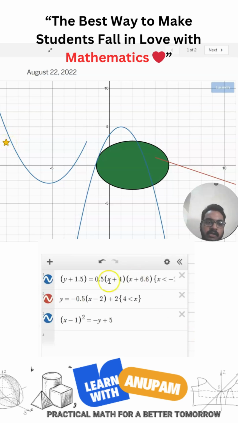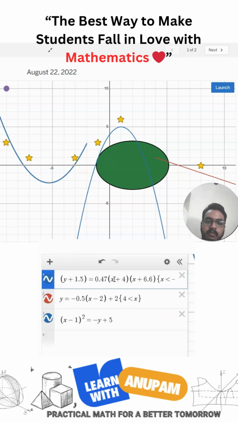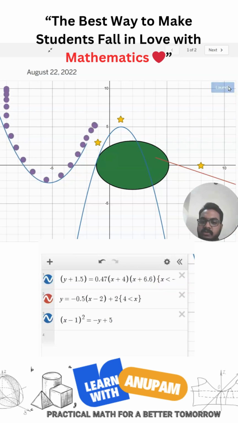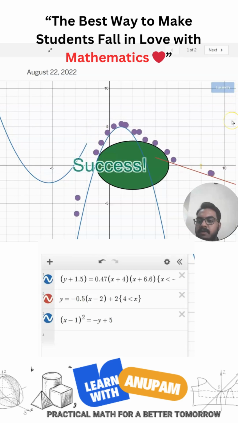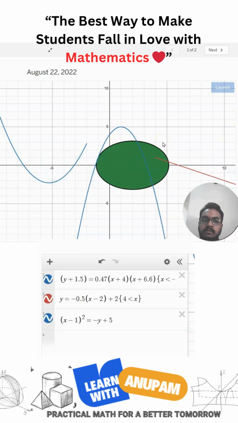So for this, we can just make the graph, this parabola, a bit wide. So the coefficient needs to be reduced. I will multiply with 0.47 and I will click on launch. Let us see what happens in this case. So here it goes. We have successfully won this marble slide challenge.